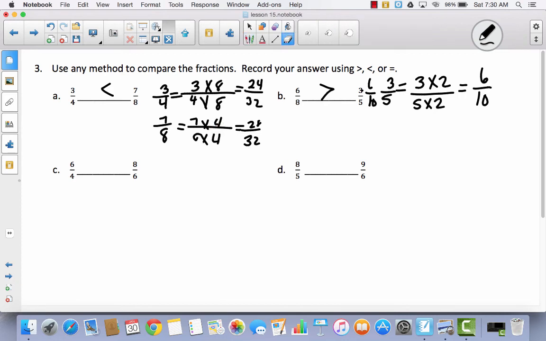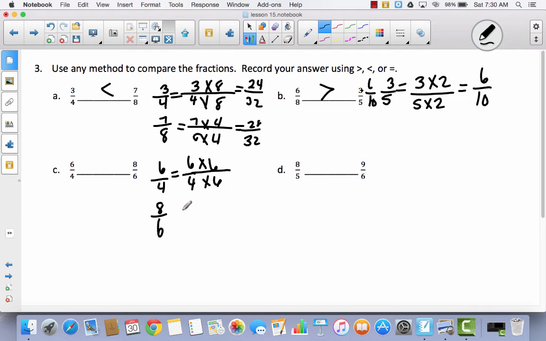So there's nothing I can do to 6 to get to 8, and there's nothing I can do to 4 to get to 6. So I'm going to use that same strategy that we learned today. I'm going to take my 4s, and I'm going to multiply them times 6. And I'm going to take my 6s, and I'm going to multiply them times 4. And then I will have a common denominator. So now I have 36/24ths, and I have 32/24ths. So because 36 is greater than 32, that means 6/4 is greater than 8/6.